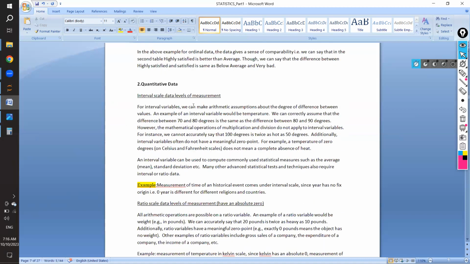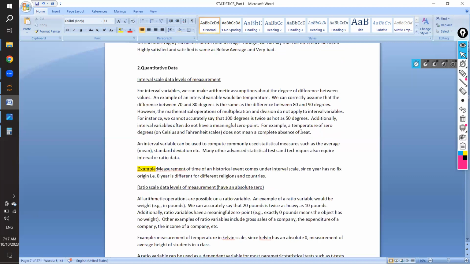For intervals, we can make arithmetic assumptions about the degree of difference between the values. An example of an interval variable would be temperature. We can correctly assume that the difference between 70 and 80 degrees is the same as the difference between 80 and 90. However, multiplication and division do not apply. For instance, we cannot accurately say 100 degrees is twice as hot as 50 degrees. Additionally, interval variables often do not have a meaningful 0 point. For example, a temperature of 0 degrees does not mean a complete absence of heat.